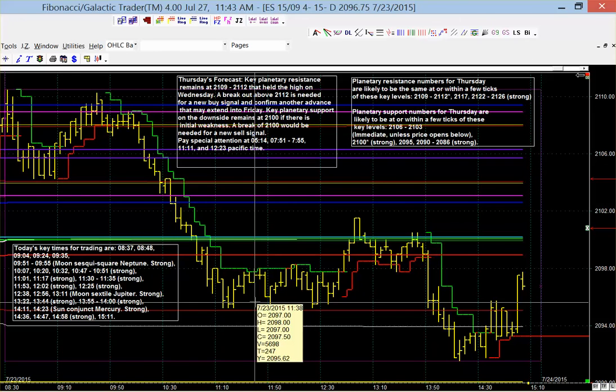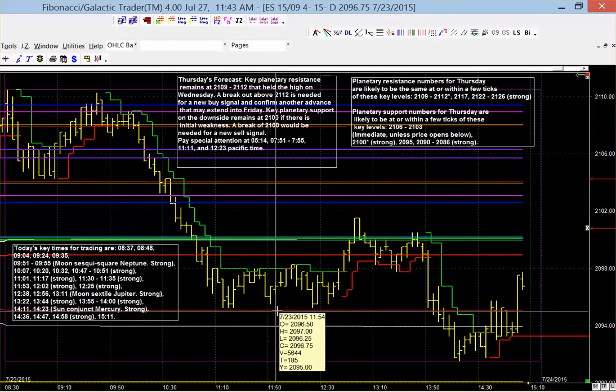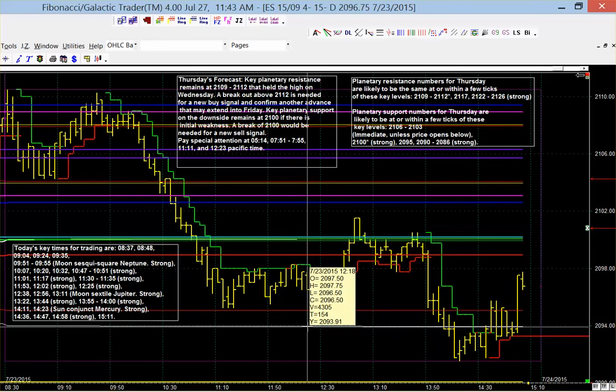We tested the high end of the range at the strong 11:30 to 11:35 time. We came back down again. We came up again at the 11:53 time. The 12:02 strong time was another high of the trading range, and we came back down. We got a retest at the low at the strong 12:25 time.